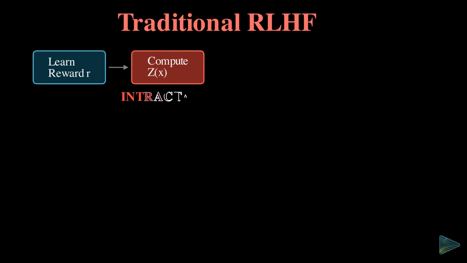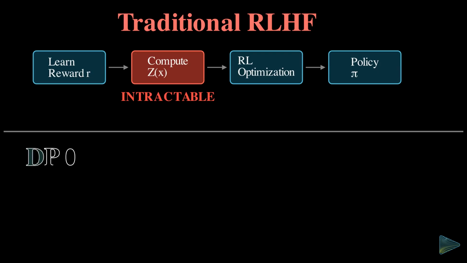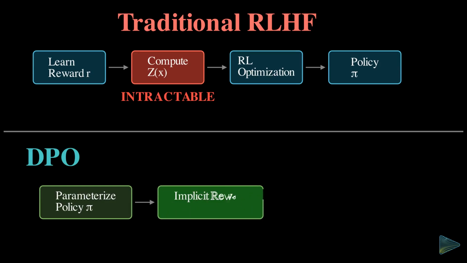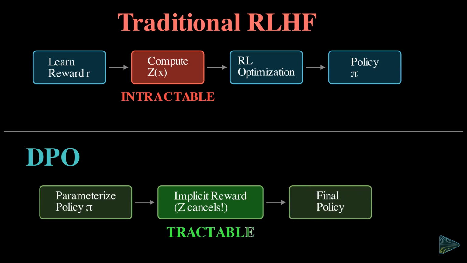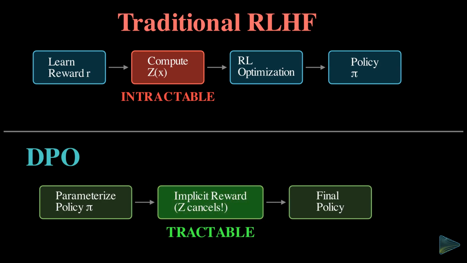This change of variables is profound. Traditional RLHF, shown at the top, requires learning a reward model, then computing the intractable partition function z of x, then running RL optimization to get the final policy. The partition function computation is the bottleneck. DPO, shown at the bottom, takes a different approach. We directly parameterize the policy and work with an implicit reward. Here's the magic. When we substitute this reparameterized reward into the Bradley-Terry preference model, the partition functions cancel out. We never need to compute z of x, making the entire process tractable.